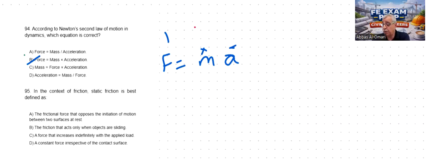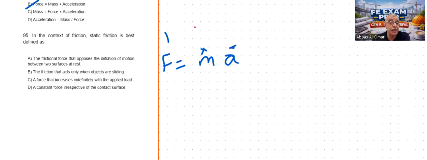The next question: in the context of friction, static friction is best defined as? You know that static friction is the frictional force when the object is at the verge of moving. So it is the frictional force that opposes the initiation of motion between two surfaces at rest. So this is the correct answer. If you are not sure, you can also look at the other options. The friction that acts only when objects are sliding, this is not correct because when the object is sliding, we will have dynamic friction.